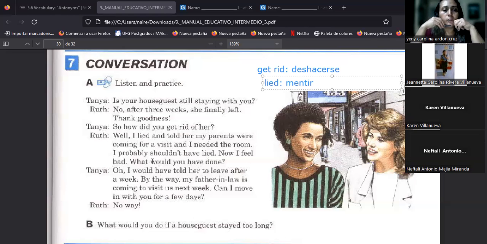Is your house guest still staying with you? No, after 3 weeks, she finally left, thank goodness. So how did you get rid of her? Well, I told her my parents were coming for a visit and I needed the room. I probably shouldn't have lied. Now I feel bad. What would you have done? Oh, I would have told her to leave after a week. By the way, my father-in-law is coming to visit us next week. Can I move in with you for a few days? No way.